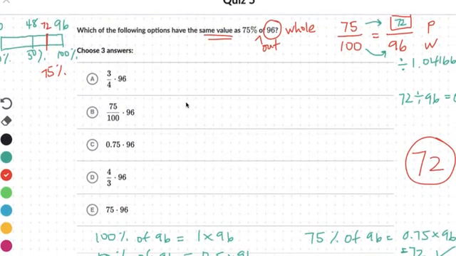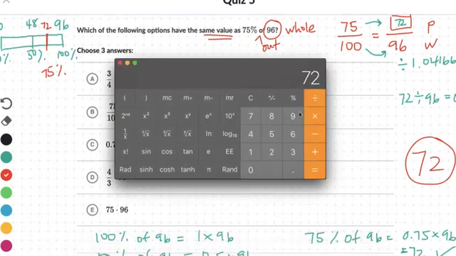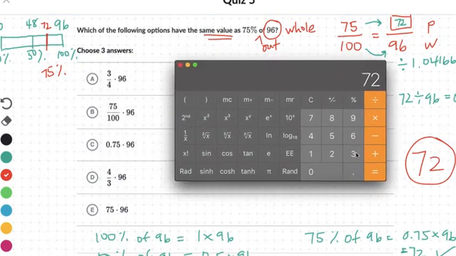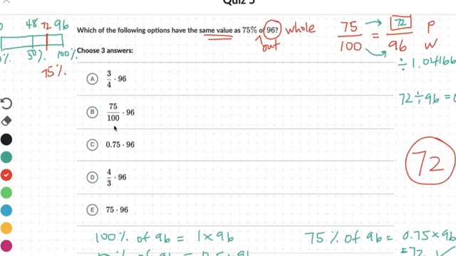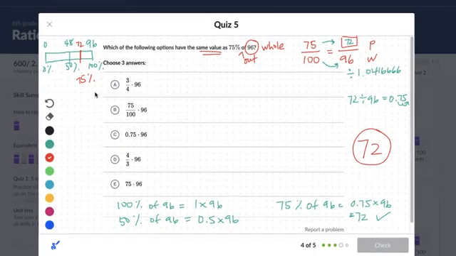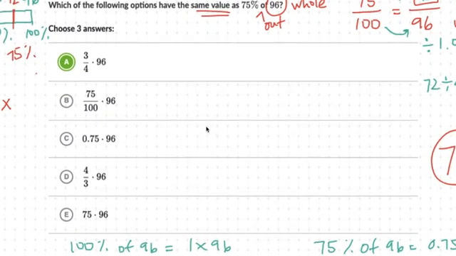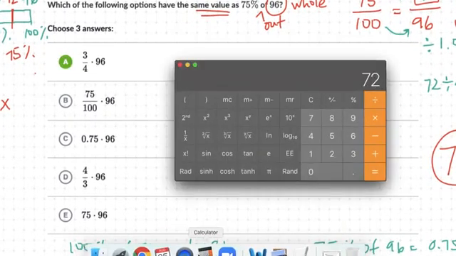So you just want to try out all of these and see if they'll get you to 72. Okay, so let's try that out. Let's take 3/4, 3 divided by 4, and we're going to multiply that by 96. That's 72. Okay, so A works. Remember, if you haven't noticed by now, Khan Academy likes to use a shortcut, which is that the dot represents the same as a multiplication sign. So all that means is you're multiplying. Okay, so A works. It got us to 72.